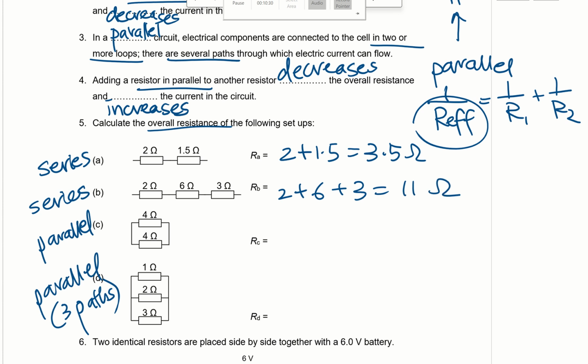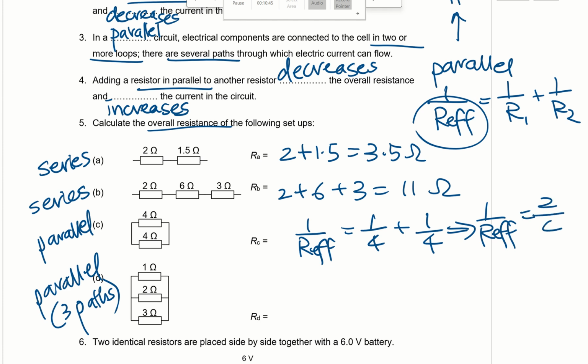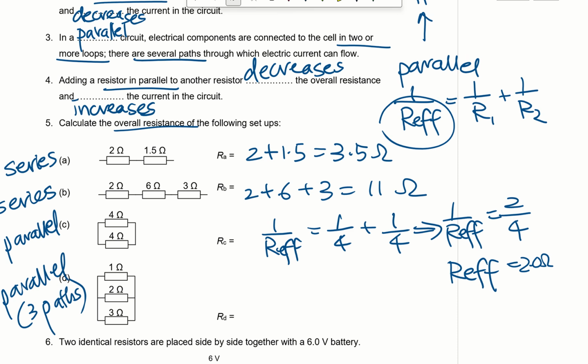For this, we have to apply this formula. I'm doing this question with the formula like that. Now, if you have your calculator, you can straight away get 1 over R effective equals 2 over 4. You flip it, your R effective, which is your RC, equals 2.0 ohm, right? You flip both sides. Okay?